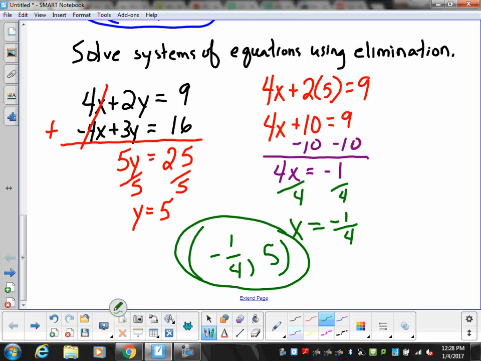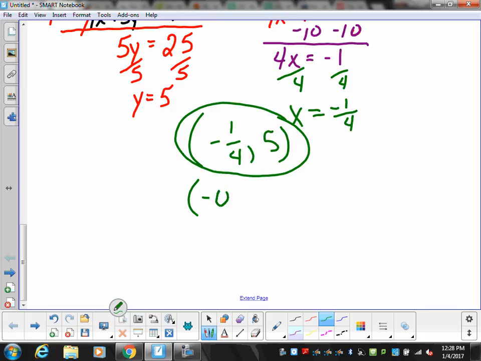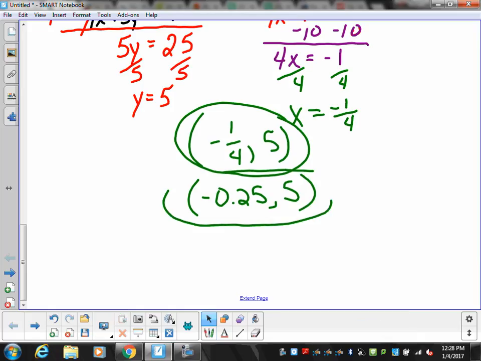Now I'm guessing if you were doing this, the majority of you would have divided -1 by 4, and you would have gotten the solution of -0.25, 5. And that is also the same thing. So it's a correct answer.